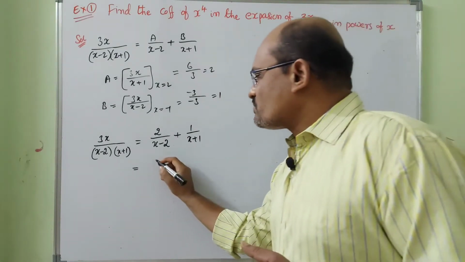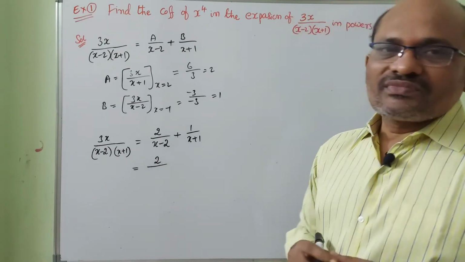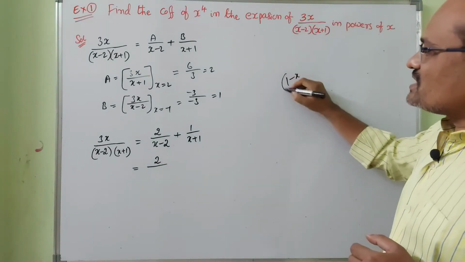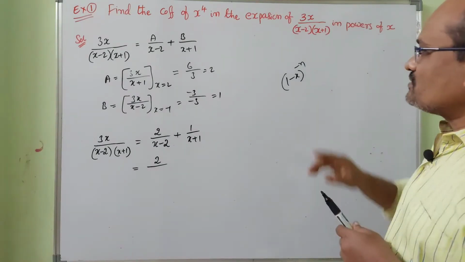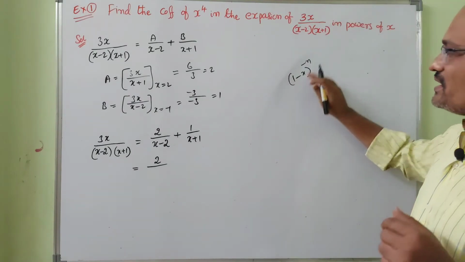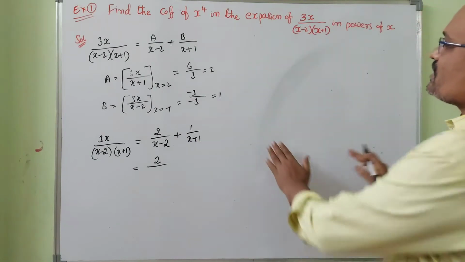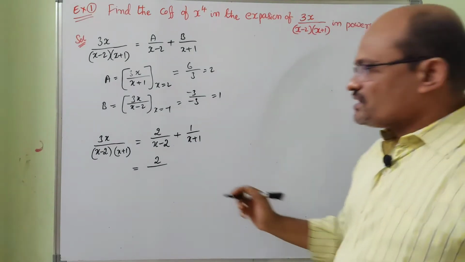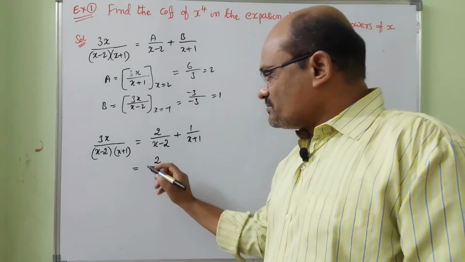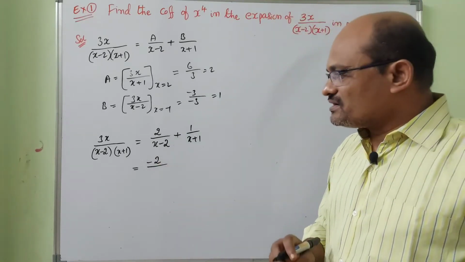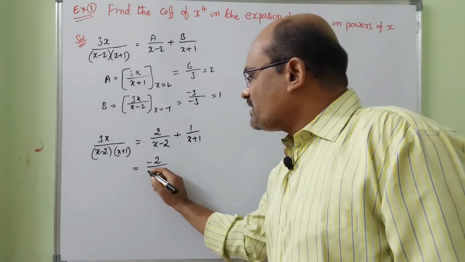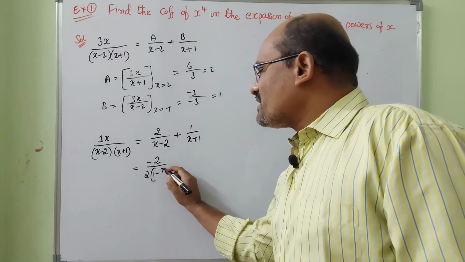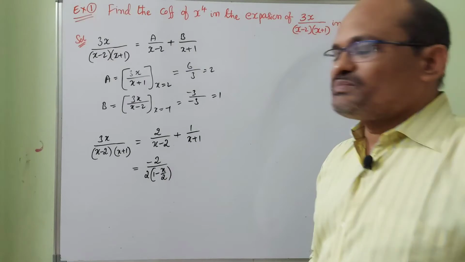How? First, what is the binomial theorem for rational index? (1 minus x) whole power minus n. Like this we have to write, so it should be at the starting, remember. So what I am doing is taking minus common. If I take minus common, what do I get? 2 minus x I will get. Take 2 common, you will get 1 minus x by 2.